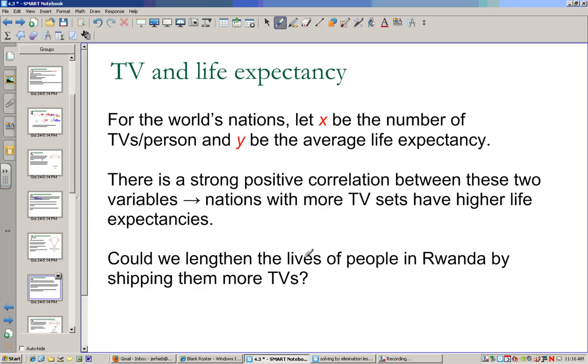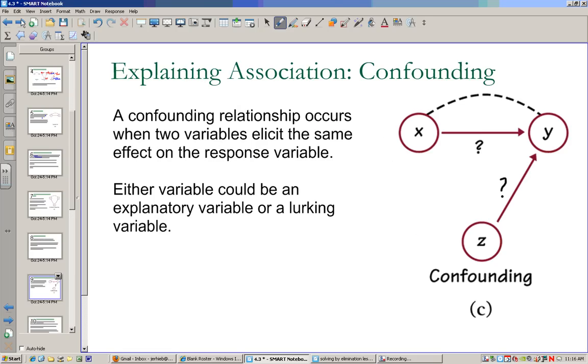It's the wealth of the nation. If the nation is wealthy, they have better medical practices and more TVs. So there's where a lurking variable could be. A confounding relationship occurs when two variables elicit the same effect on the response variable. Either variable could be an explanatory or a lurking variable.